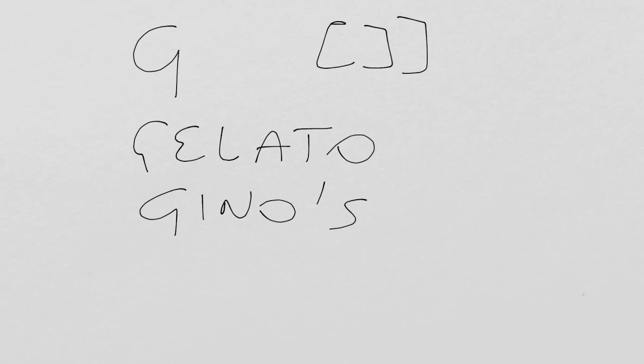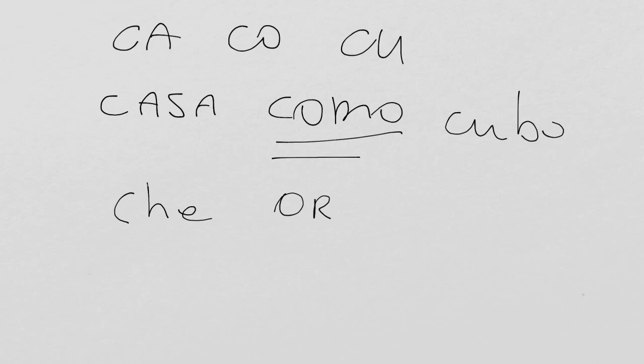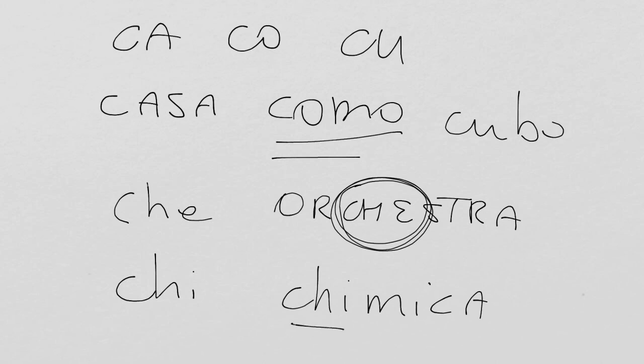And now we write ja, jo, and ju. And now a few examples. Ka, ko, ku: casa, Como, like Lake Como, and cubo. And for ke, ki: orchestra, a word that you should recognize from English. Che, orchestra, and chimica.